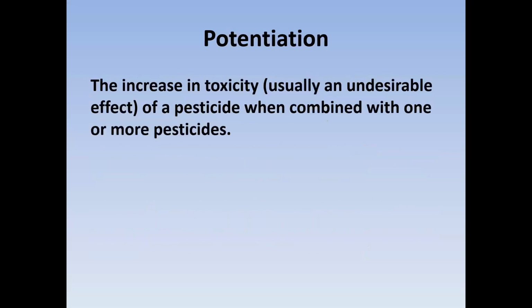Okay, potentiation, that's when you have an increase in toxicity, usually an undesirable one, of a pesticide when combined with one or more pesticides. So if you add pesticide A with pesticide B, often because of potentiation, the resulting product will be much more toxic than either A or B.